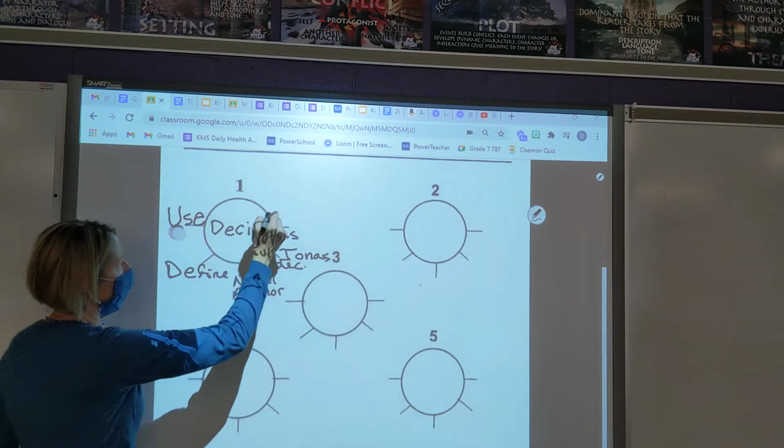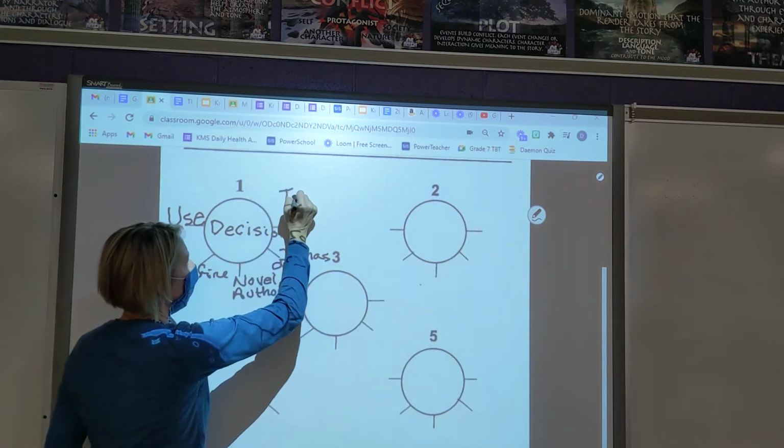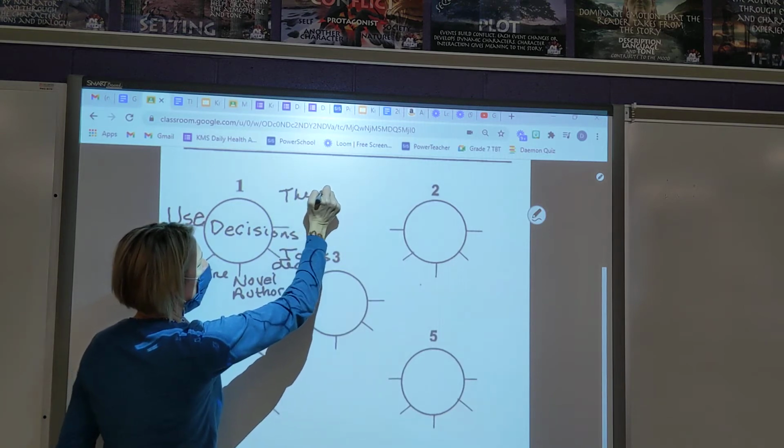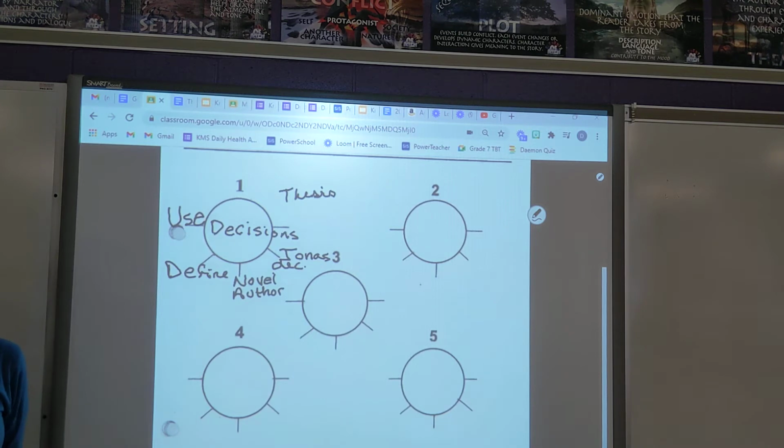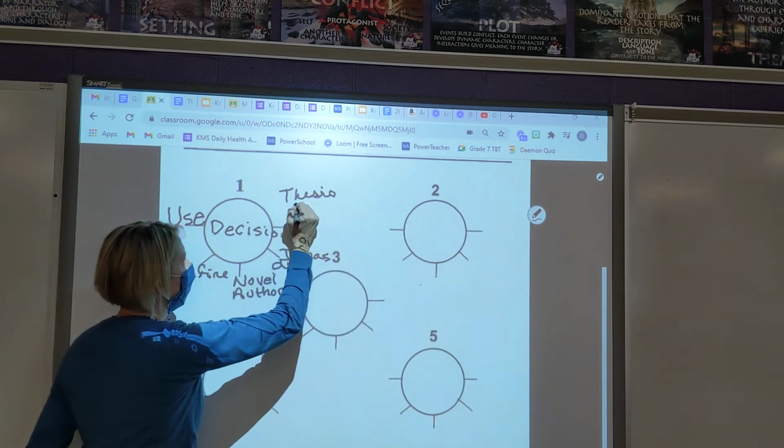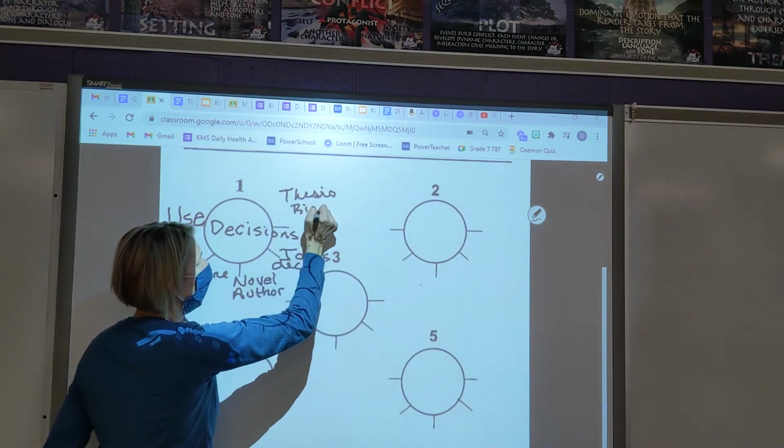And then finally, we have our thesis statement. And we decided that Jonas should have gone. He made the right decision, right? So Jonas was right when he chose to leave, and what were our 2 reasons?